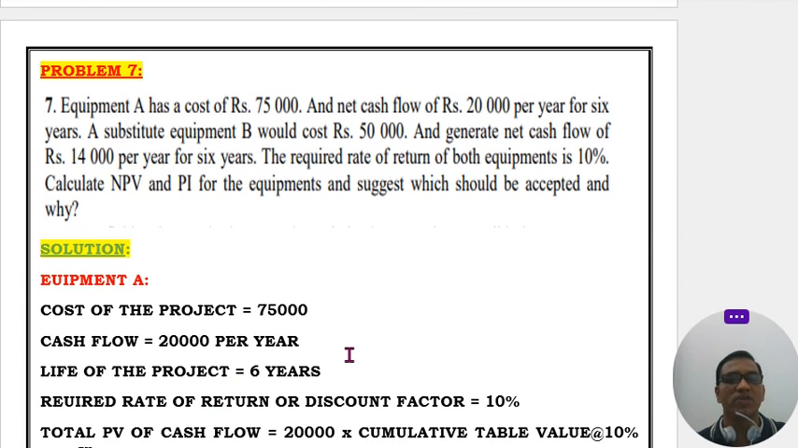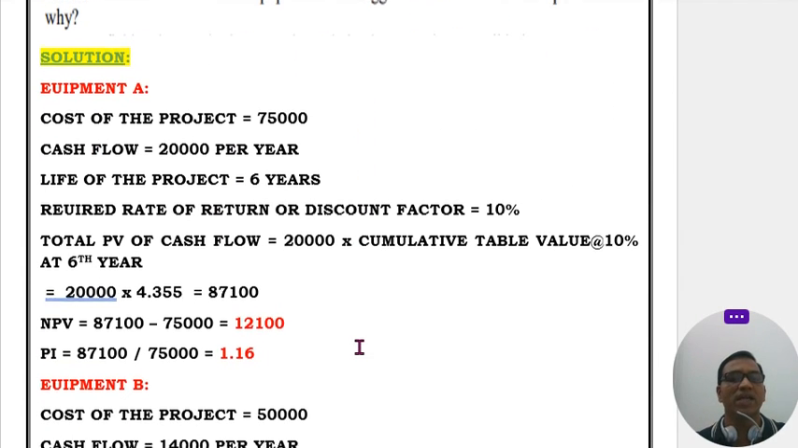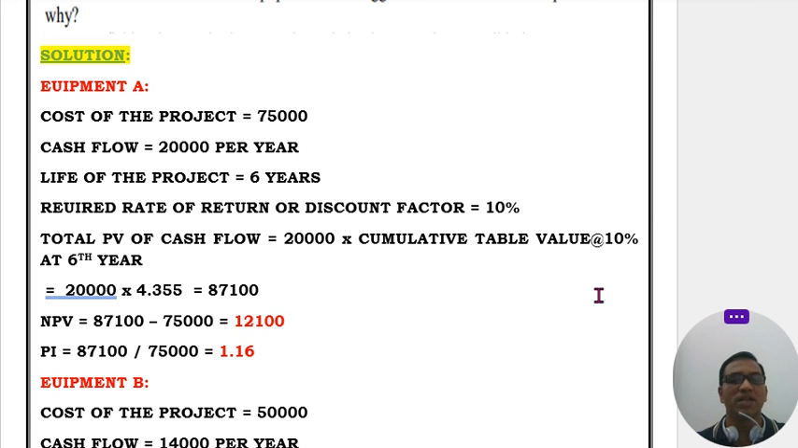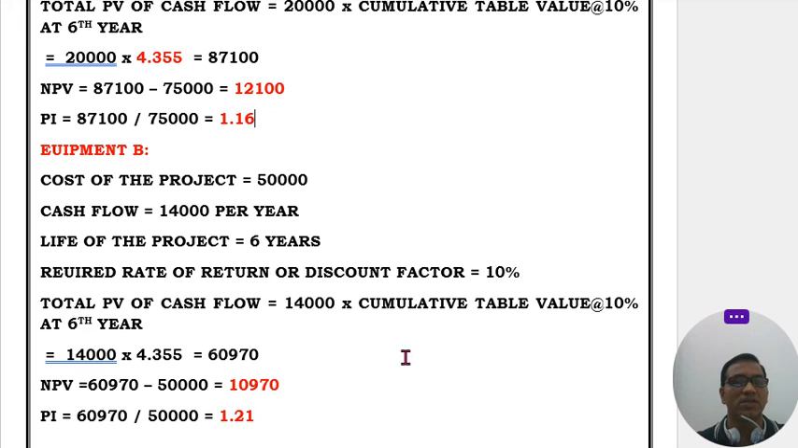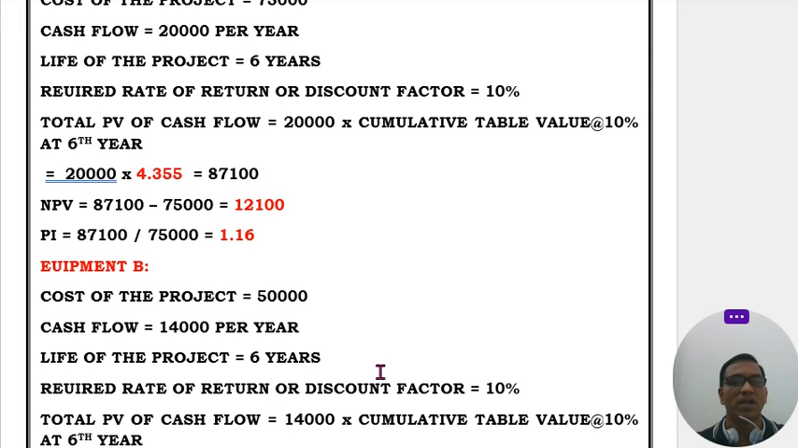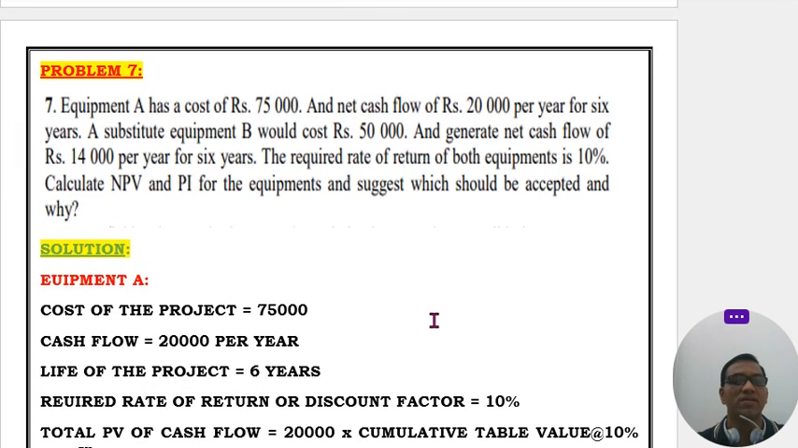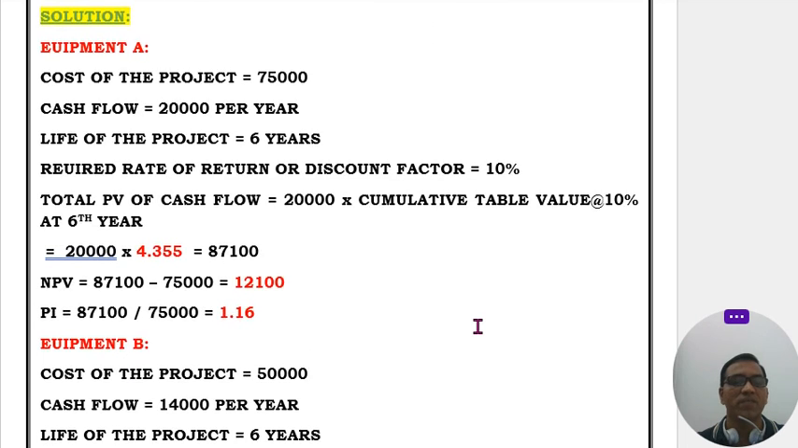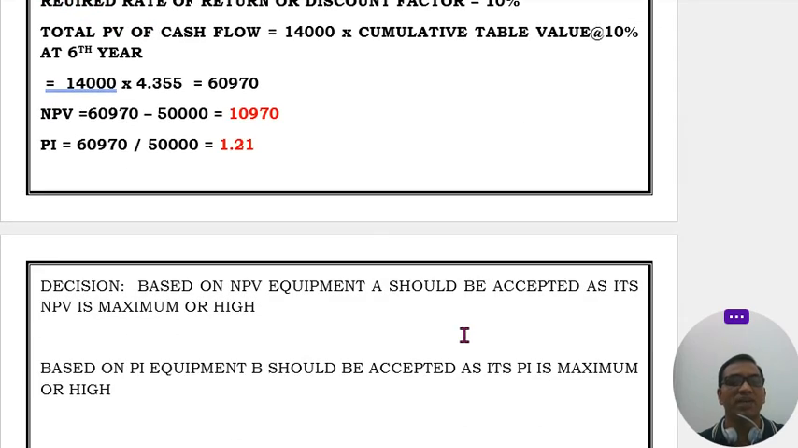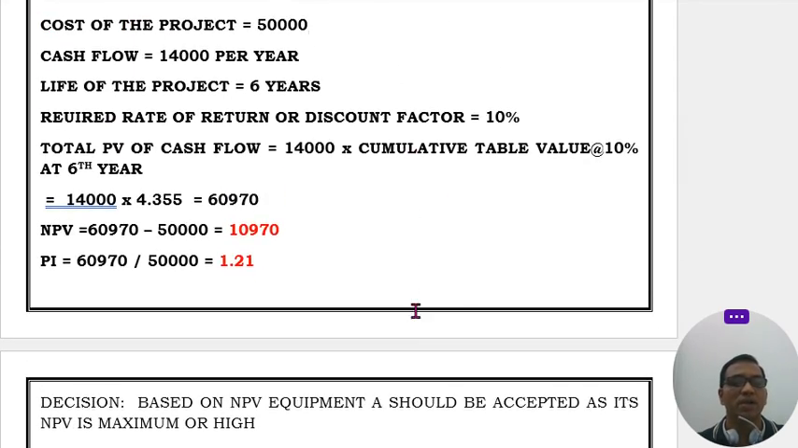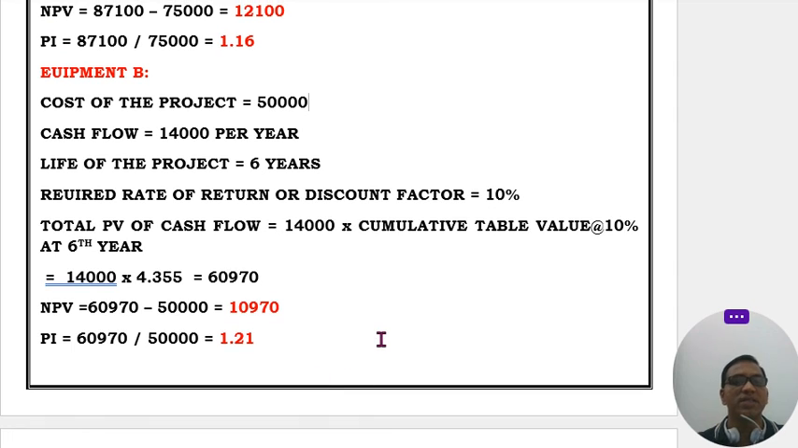Here also cash flows are uniform, every year the same. So directly I multiplied with the table value at the rate of 10% for the 6th year cumulative value. That means I took the annuity table value directly, 4.355, at the rate of 10% for the 6th year. So when coming to the decision, which should be accepted and why: on NPV, A should be accepted because NPV is high. On PI, B should be accepted because PI is high for equipment B.